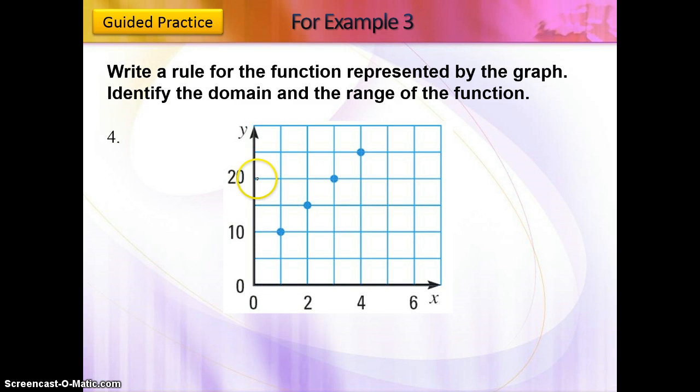Here's another one. Write a rule for the function that's represented by the graph. Identify the domain and range. So here, my table will say, my first point is 1, 10. Second point is 2, 15. Third point is 3, 20. And then I have 4, 25.